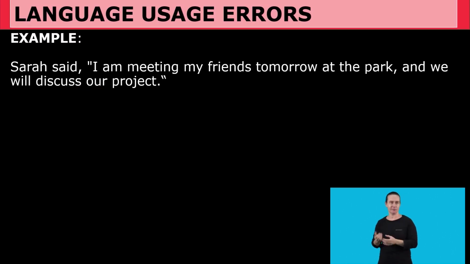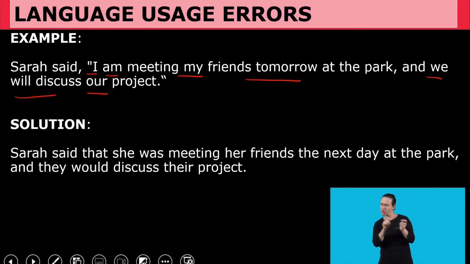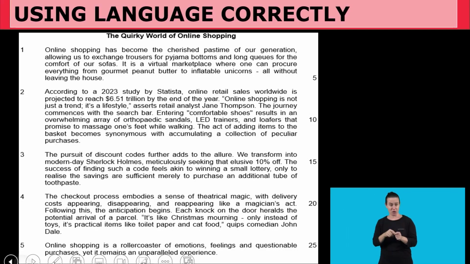Sarah said, I am meeting my friends tomorrow at the park and we will discuss our project. Those are some of the things that you need to change. In the solution, you'll see Sarah said that she was meeting her friends the next day at the park and they would discuss their project, changing the pronouns, changing the tense, and also the words that show time.